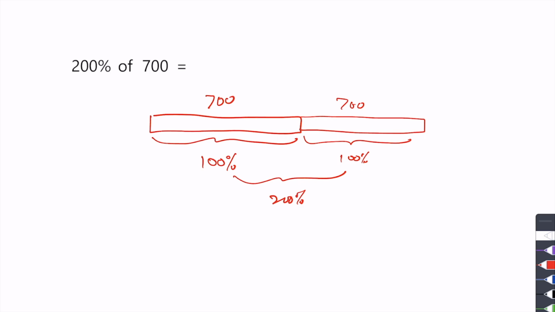So remember, you can also write 200% as a decimal number. Well, how do you convert a percentage to a decimal? You divide by 100. 200 divided by 100 is 2. And the "of" in maths means times. So we're just doing 2 times 700, which is 1400. So that's the other way that you can look at this type of question as well.